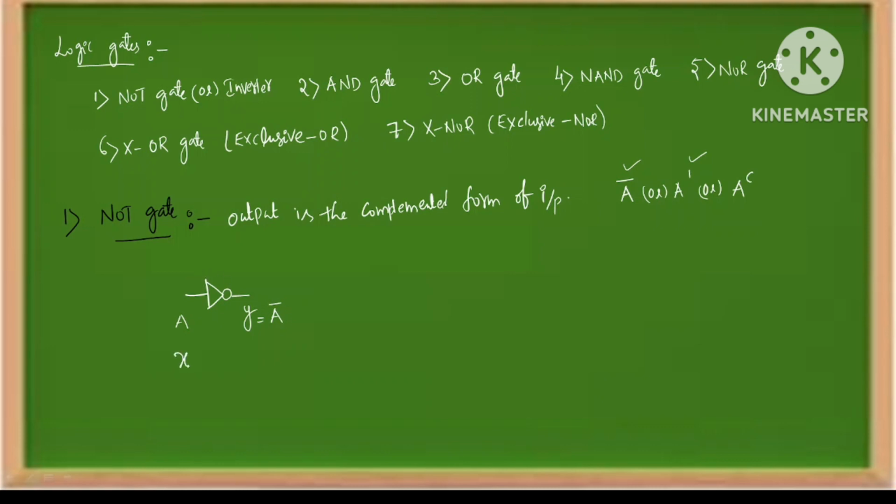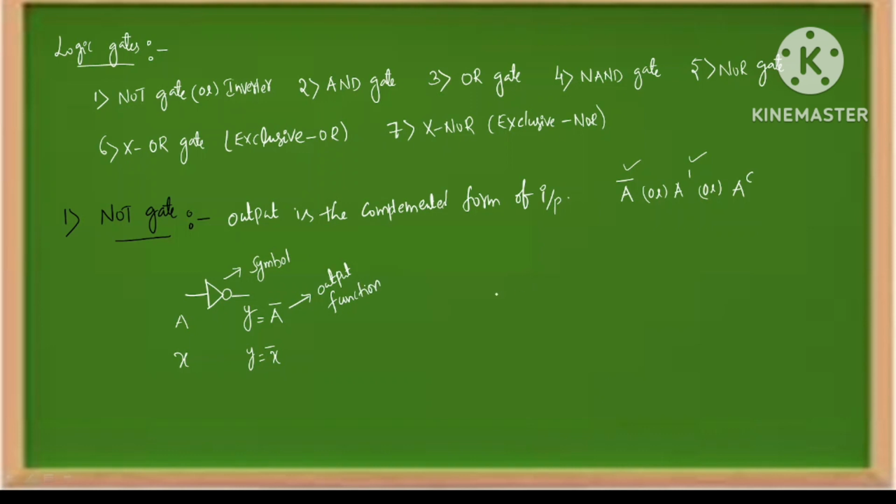For example, if you consider x as the input variable, Y becomes x complement. So this is the symbol of the NOT gate. We call this the logic symbol. This is the symbol of the NOT gate, and this is the output function of the NOT gate.